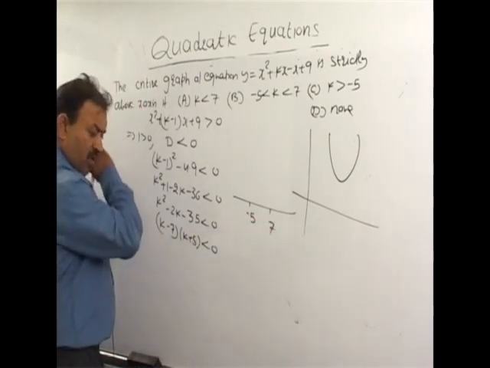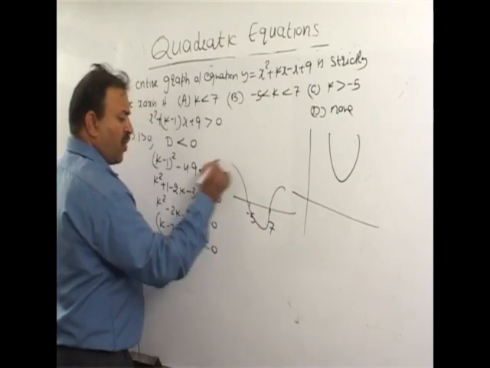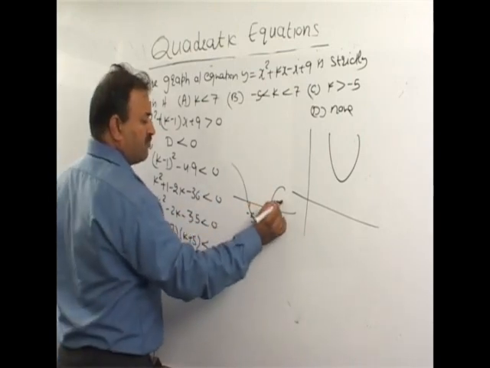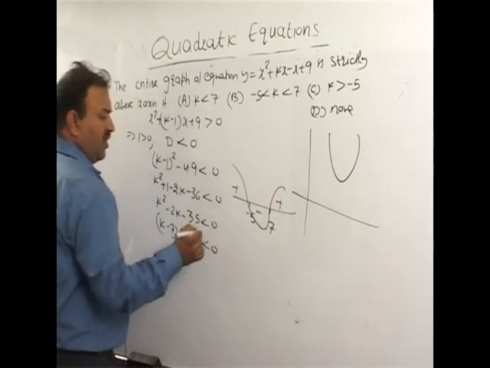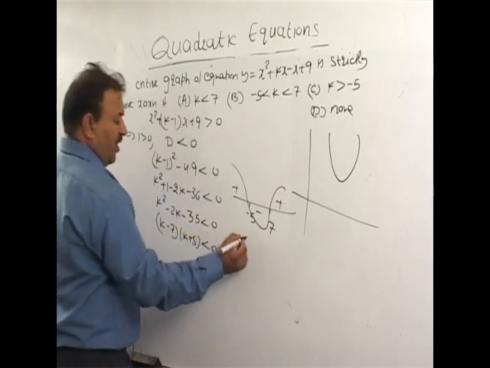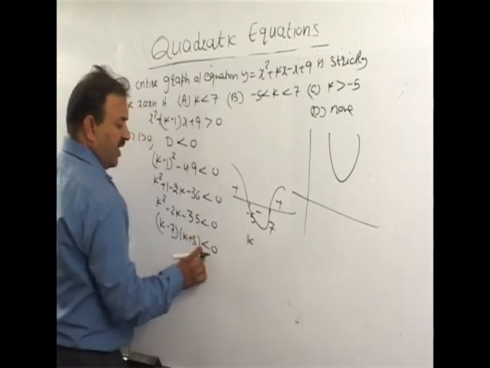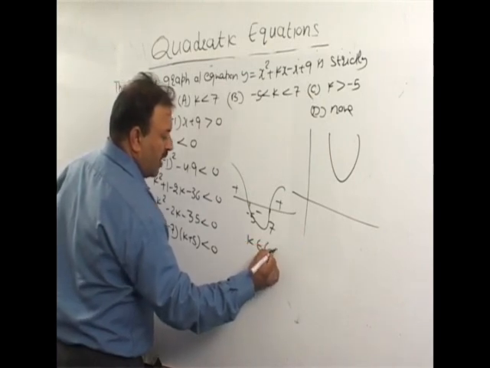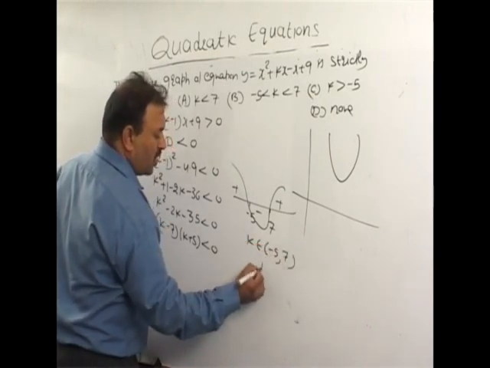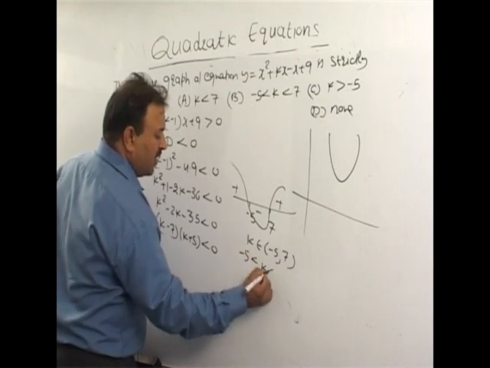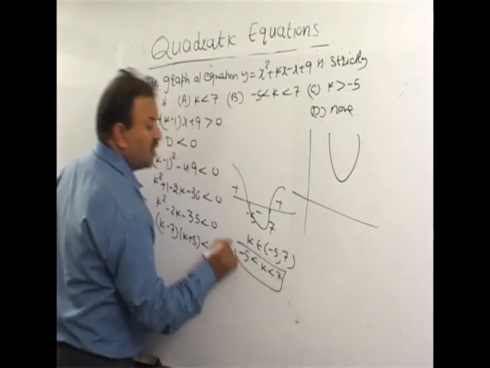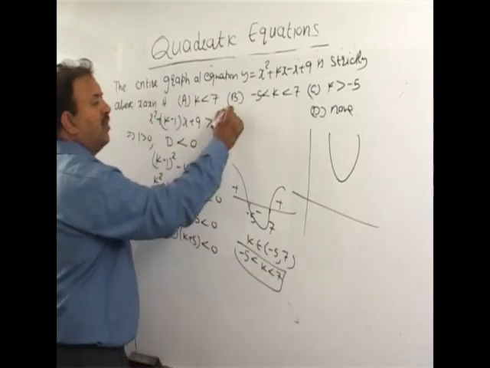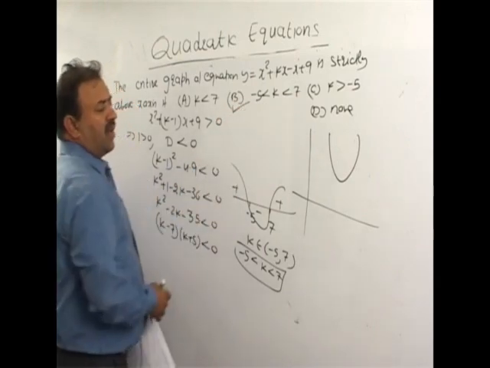Similarly, we draw this parabola, it is positive, negative, positive. That means the value of k will be negative between the roots, so k belongs to minus 5 comma 7, or k lies between minus 5 and 7. So from the given options we find that B is the right option.